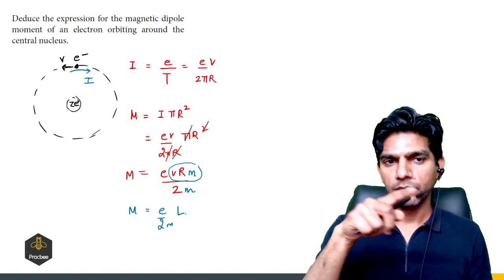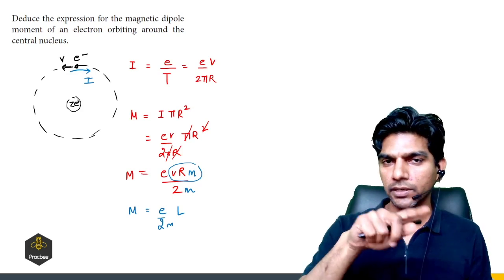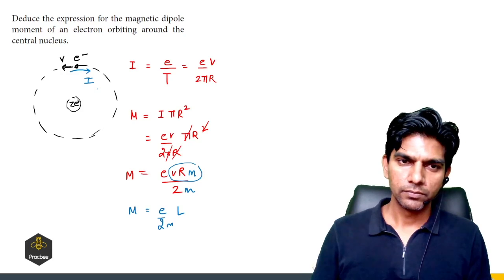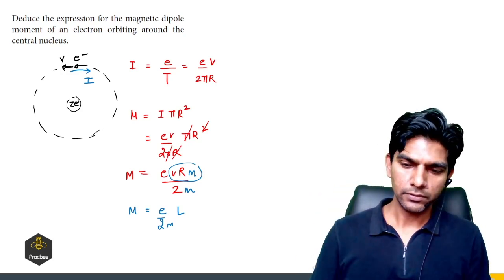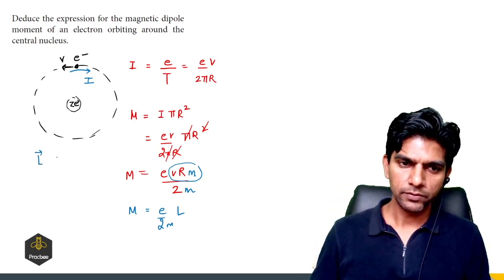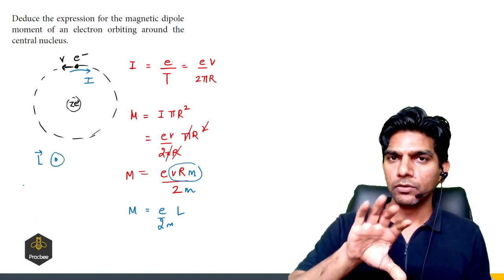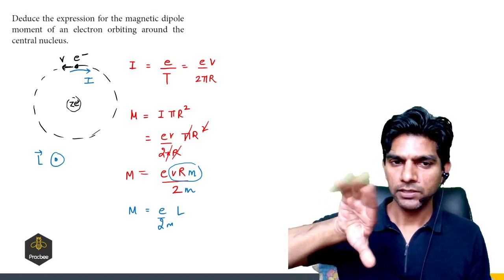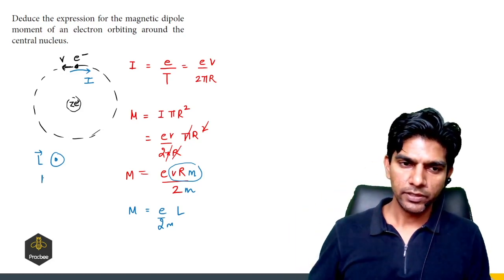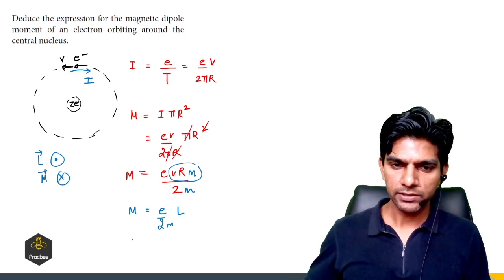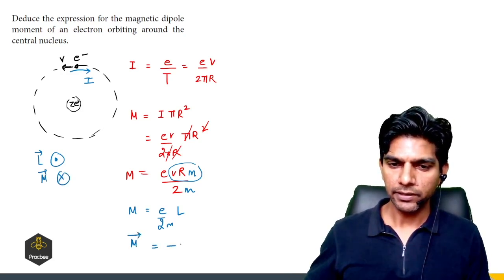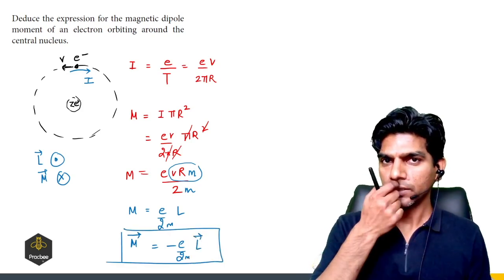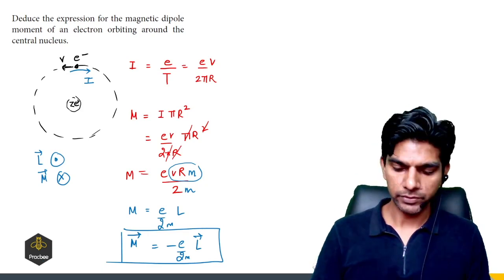Since the electron is revolving in the anti-clockwise direction, the current will be in the opposite direction, so we can say the angular momentum of this electron will be out of the plane. So L vector will be out of the plane, but the corresponding magnetic dipole moment will be into the plane because the current direction is clockwise. So M is into the plane. So I can say the magnetic dipole moment will be negative of e by 2m times the angular momentum. So that is the formula that we have to remember.